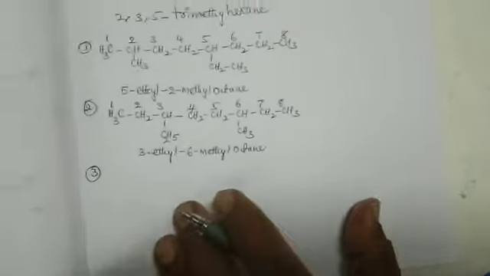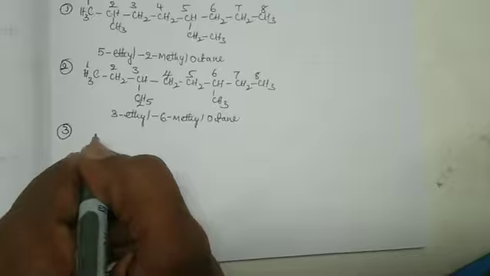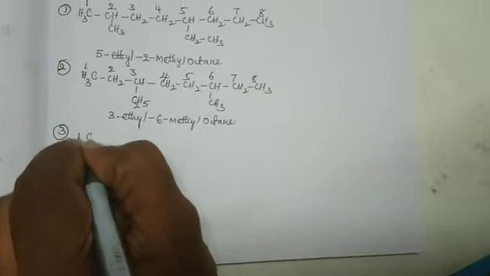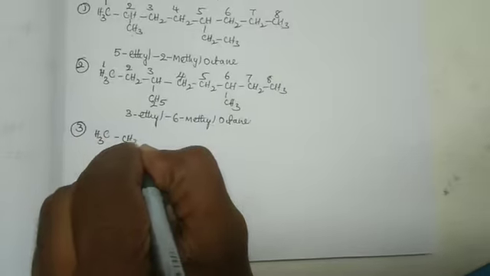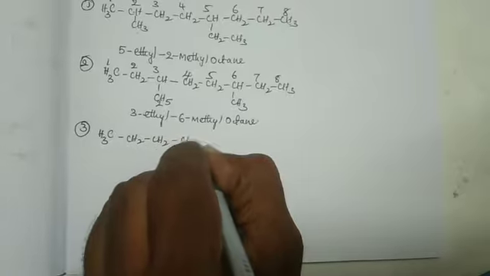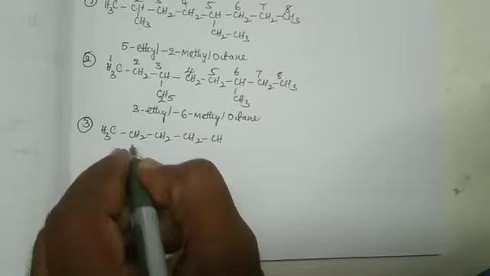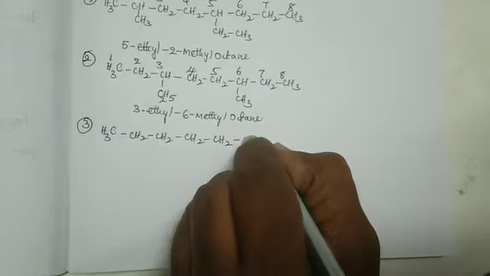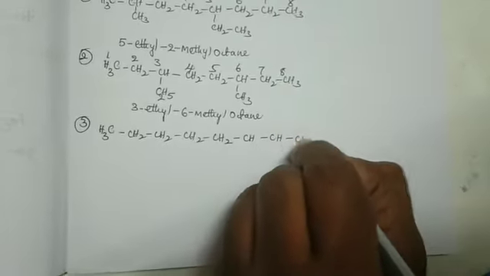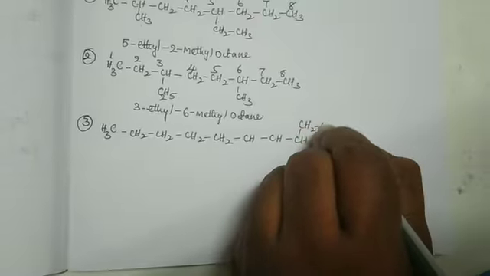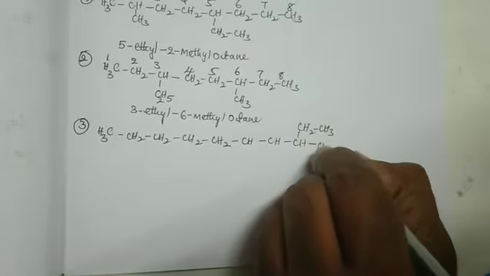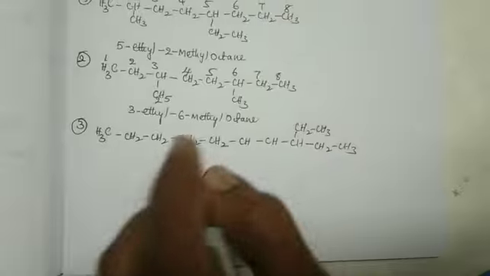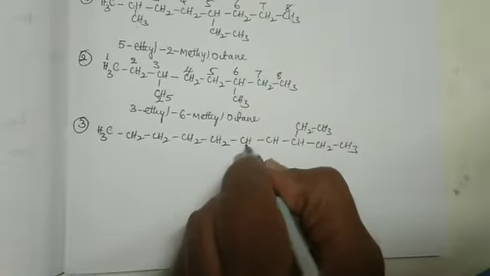Next example is when you have a substitution on a substitution, how to give the name. For that we will take one more example: CH3, CH2, CH2, CH2, CH, CH, CH, CH2, CH3, CH2, CH3, with the substitution on the fifth carbon.